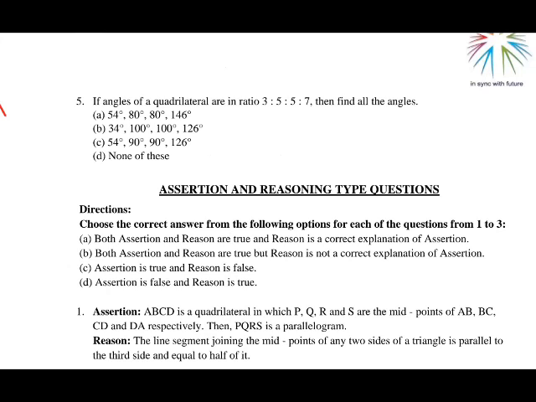Okay, 3x, 5x, 5x, 7x. How did you find this? Do you remember? We had one multiple choice question on this. Do you remember how you found this? What did we add to this? 3x plus 5x plus 5x plus 7x is equal to 180. Not 180 degree. It's a quadrilateral. It's 360 degree. Correct? Yes. So x we'll find out.